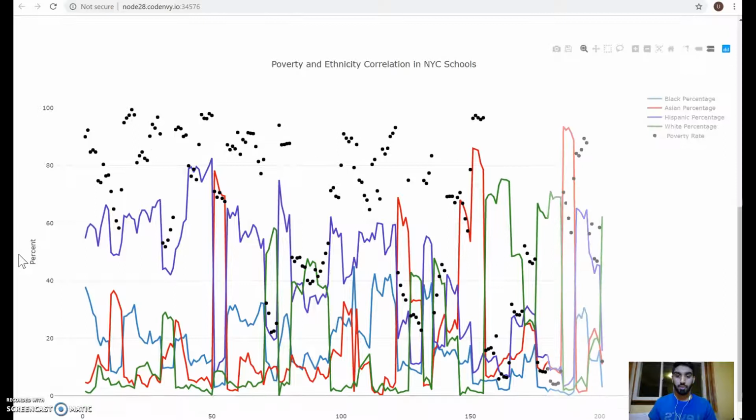For my second visual, I have 4 lines, and these lines represent the percent of students in the school that are this ethnicity. So we have 4 ethnicities: Black, Asian, Hispanic, and white, and we can correlate the population of each of these ethnicities to the poverty rate in the school. You can look at the general trend of the graph and see which ethnicity is most closely correlated to a high poverty rate.